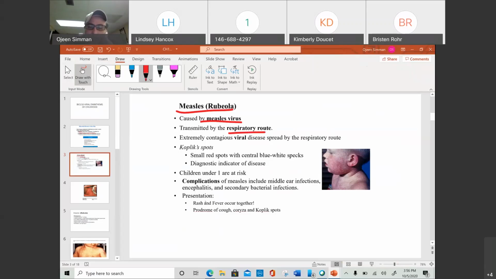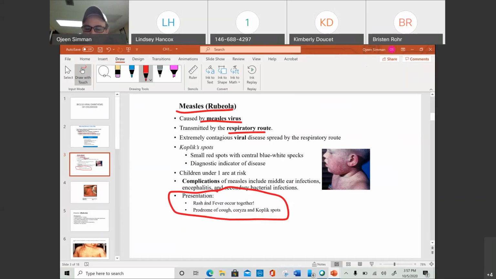And the way that this presents is that you have a rash that appears together with the fever, at the same time. Before the rash and the fever happen, there is a prodrome of symptoms characterized by cough, coryza, which means runny nose, and conjunctivitis. Now, Koplik spots are very characteristic for measles.